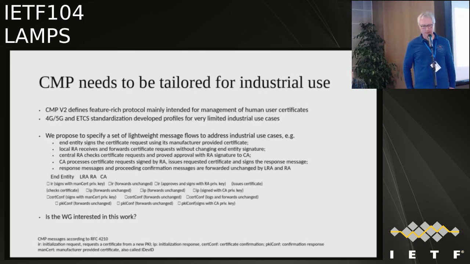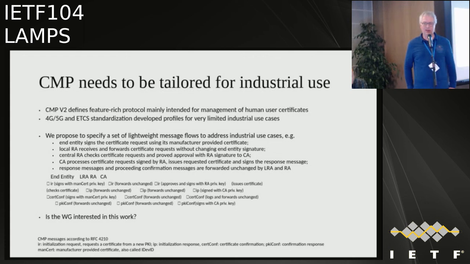Okay. Yeah, so what is to be done? This is an example. Maybe the formatting is a bit broken, but this would be an example how such an initial enrollment could work. So this is similar to what is also implemented in the 5G network and the ETCS. So the end entity is signing the request, forwarding it to LRA or RA, one of them doing the authorization on the request and attaching its RA signature and forwarding it to the CA.